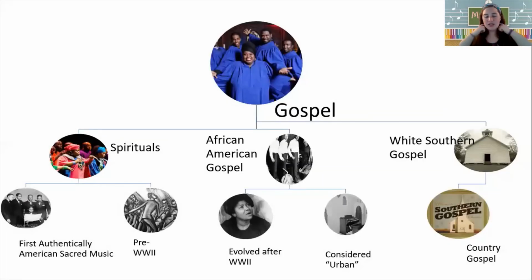So here's our little tree of gospel music. Can kind of be divided up into a couple things. Remember, we talked about spirituals were kind of the original associated with slavery. This is our first authentically American sacred music pre-World War II. In the middle, we get African-American gospel music. And this is what evolved after World War II, considered urban, more of a city style.